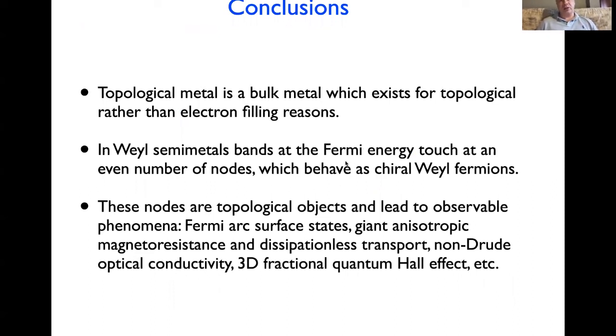So these are the conclusions. What I've shown you is that a topological metal is a bulk metal which exists for topological rather than electron filling reasons. In a particular type of topological metal, the Weyl semimetal, the bands at the Fermi energy touch at an even number of nodes which behave as chiral Weyl fermions. And so these nodes are topological objects which lead to observable phenomena: Fermi arc surface states, giant anisotropic magnetoresistance, non-Drude optical conductivity, and even possibly this three-dimensional fractional quantum Hall effect. So thank you. Thanks a lot.